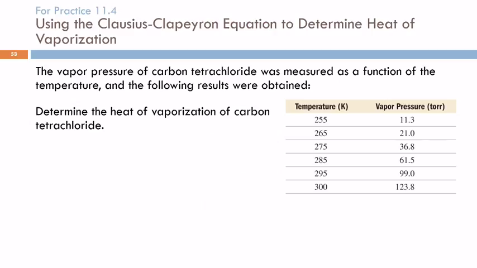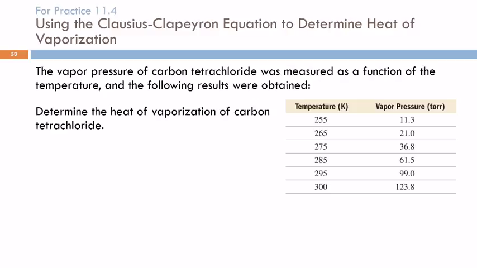So this is a problem that we're going to talk about doing. I'm not actually going to do it in lecture because you've got to graph it and stuff, and so that's hard. So the vapor pressure of carbon tetrachloride was measured as a function of the temperature, and the following results were obtained. So here's our data. It says determine the heat of vaporization of carbon tetrachloride. Well, this is the situation where you'd use the Clausius-Clapeyron equation. But you can't just graph temperature and vapor pressure. It needs to be the natural log of the vapor pressure.